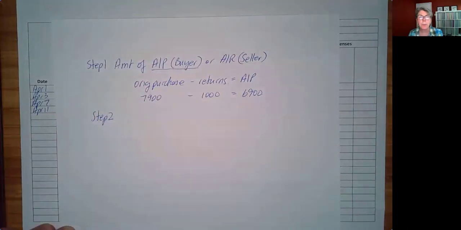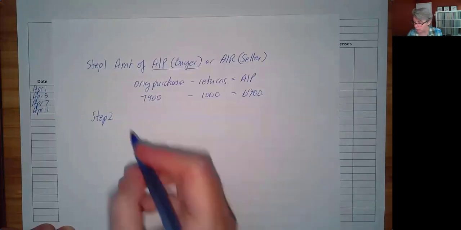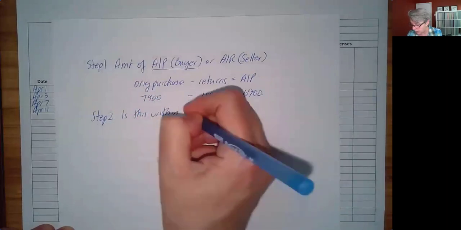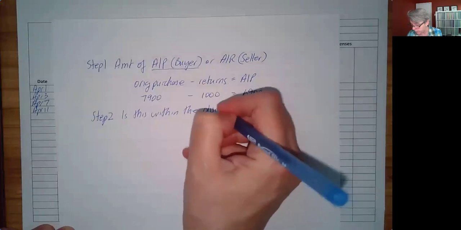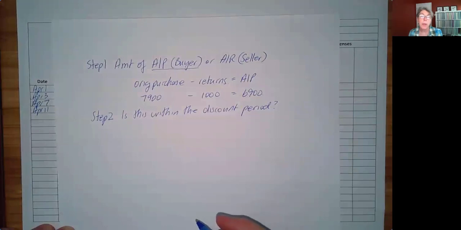In step 2, we determine whether they are falling within the discount period, because if they're not within the discount period, we're going to have to pay the full $6,900. So now we ask ourselves, is this within the discount period? And so we have to do that calculation.